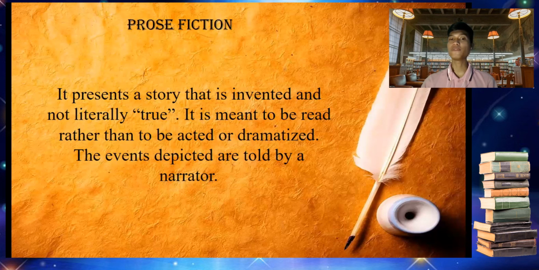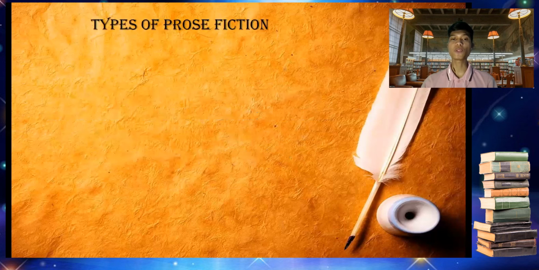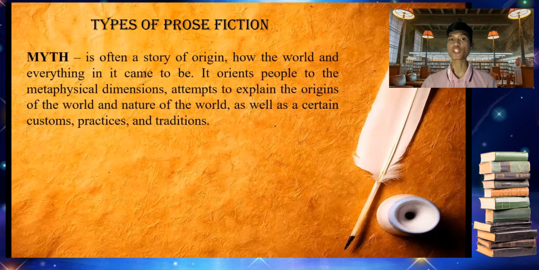Lastly, the events depicted in prose fiction are told by a narrator. The narrator plays an essential role in setting the mood and atmosphere of the story. It tells the reader what is happening and also gives them a chance to make assumptions. Moreover, the narrator also determines the punto de vista or point of view of the story, first-person point of view or third-person point of view. We will have more discussion about the elements of the short story soon. This time, let us focus on the different types of prose fiction.